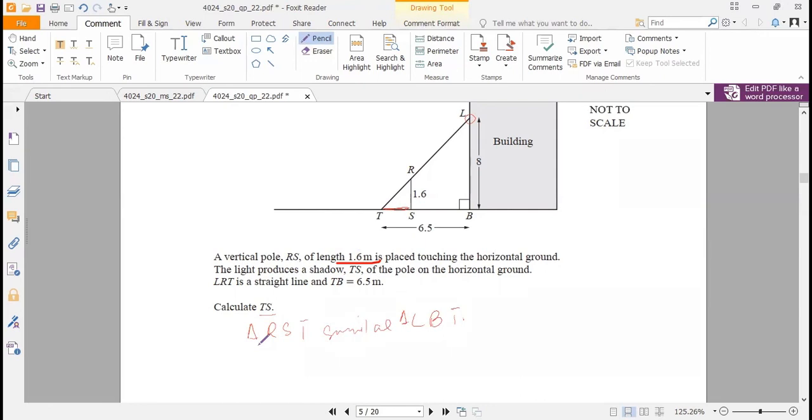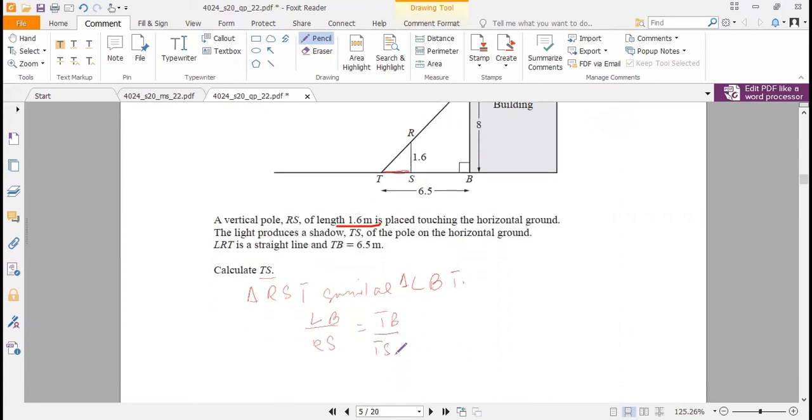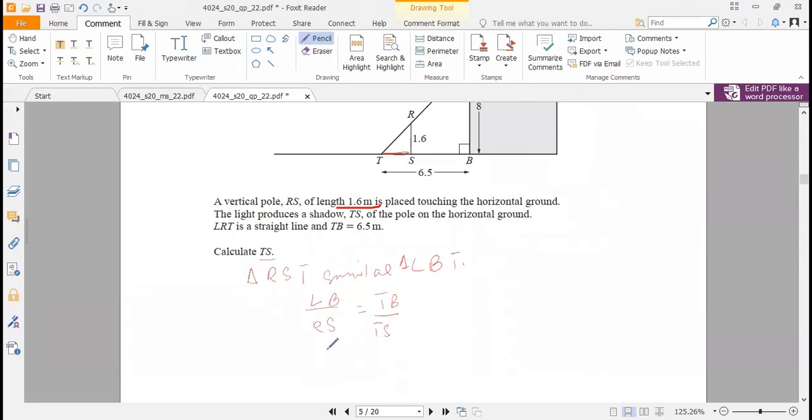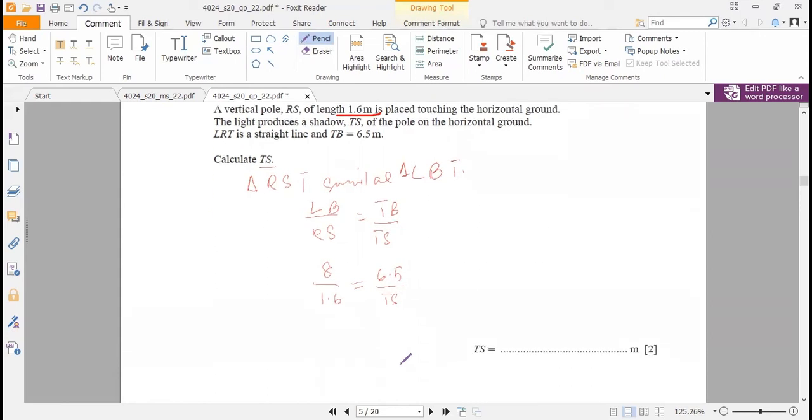These two triangles are similar, so we can apply the property that the ratios of the corresponding sides of the triangles are the same. So LB upon RS equals TB upon TS. The value of LB is 8 and RS is 1.6. The value of TB is 6.5, and we have to find TS. So TS equals 6.5 multiplied by 1.6 upon 8. The final result is 1.3 meters.